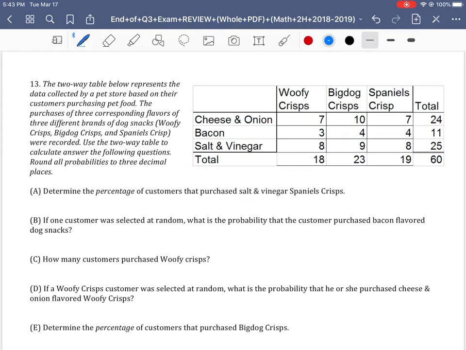So on this one, part A says determine the percentage of customers that purchase salt and vinegar spaniel chips. So if we look here, salt and vinegar is this third row down, and their spaniel crisps, I guess not chips, and that would be out of the total 60. So in this case, we are looking at 8 out of 60, which as a decimal would be 0.133. Or again, it asked for a percentage, so on this one we would probably write 13.3%.